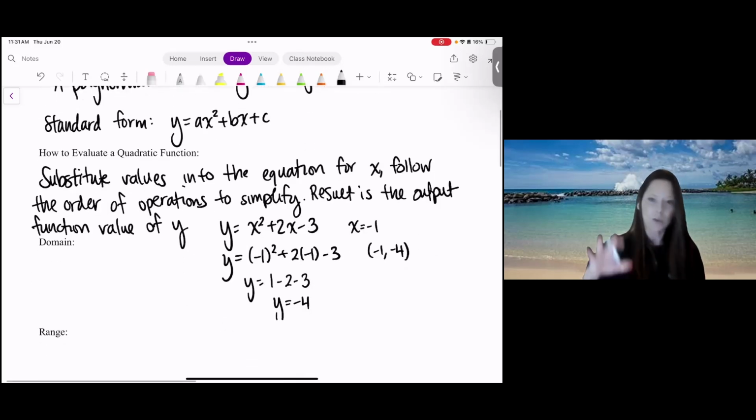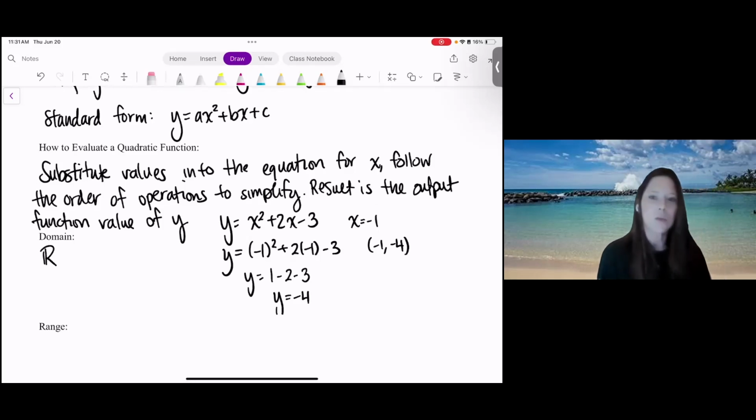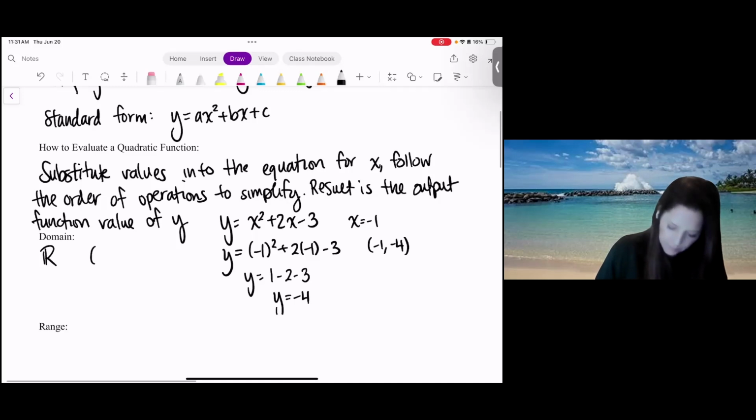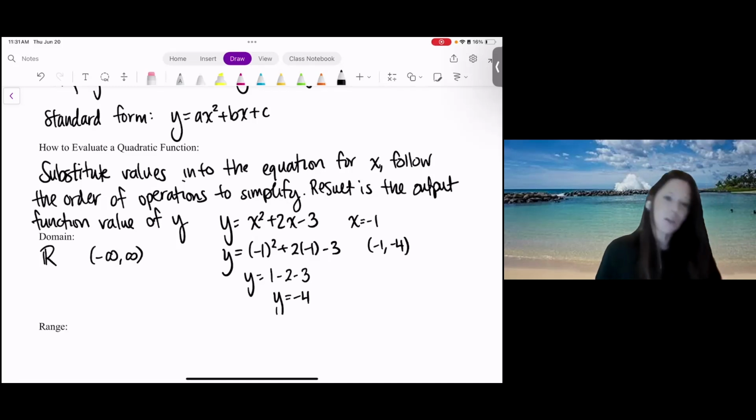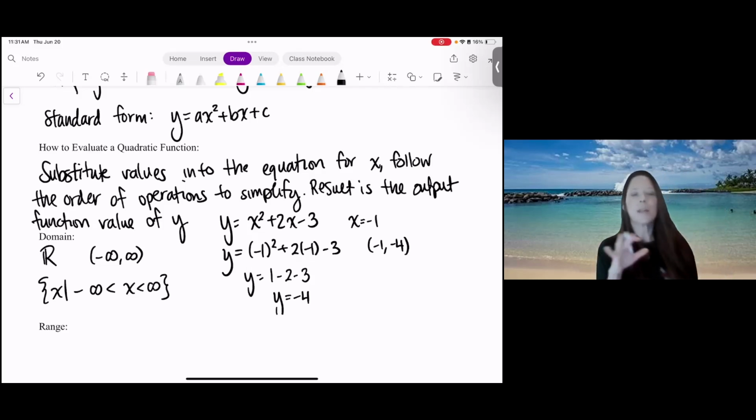And remember, how you write your domain is up to what your teacher would like. You could say all real numbers using the symbol. You could write it in interval notation from -infinity to infinity. You could write it in set notation, where you're talking about the set of x such that x goes from -infinity to +infinity. Just remember that infinity and -infinity are not actual values, and so you don't want to use brackets or less than or equal to symbols because it's getting larger and larger without bound. You can always get bigger.